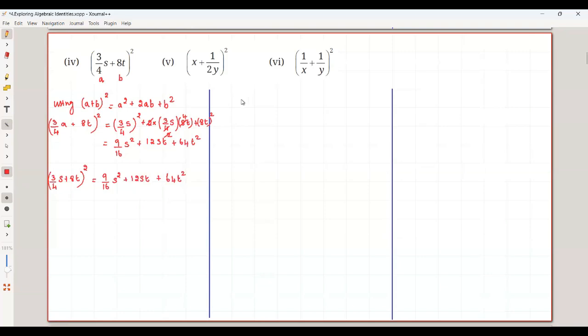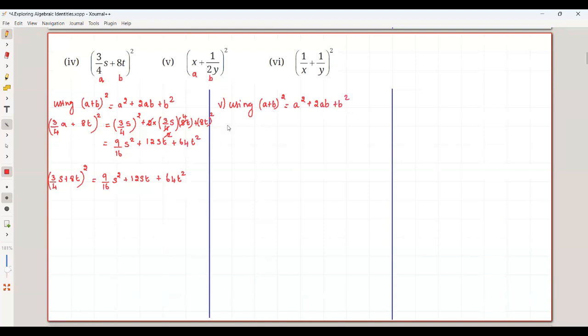Okay. So one question, if you understand, you can just do it. Now, fifth question. Fifth one, we can take this as the A value and this as the B value. Using the formula A plus B the whole square is equal to A square plus 2AB plus B square. So now just replace A with x and B with 1 by 2y.